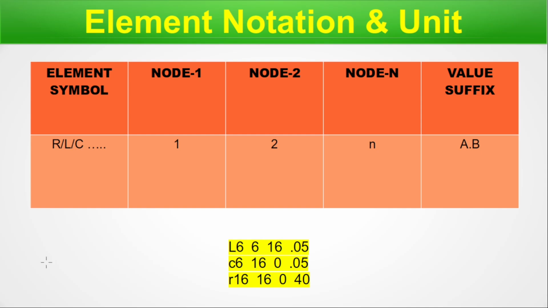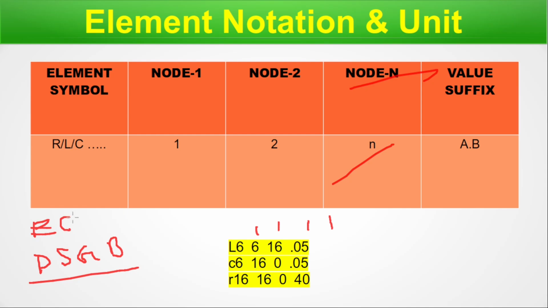In the case of a MOSFET, there will be drain, source, gate and body. So there will be 4 nodes for a MOSFET, here 1, 2, 3, 4. Hence, to accommodate this we have node N. That means it could be more than 2 nodes. It could be 3 nodes, like a PN junction transistor or bipolar transistor, where there will be emitter, collector and base. There will be 3.